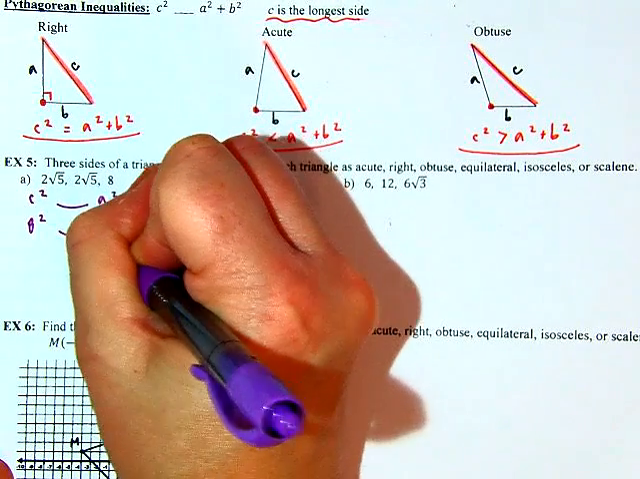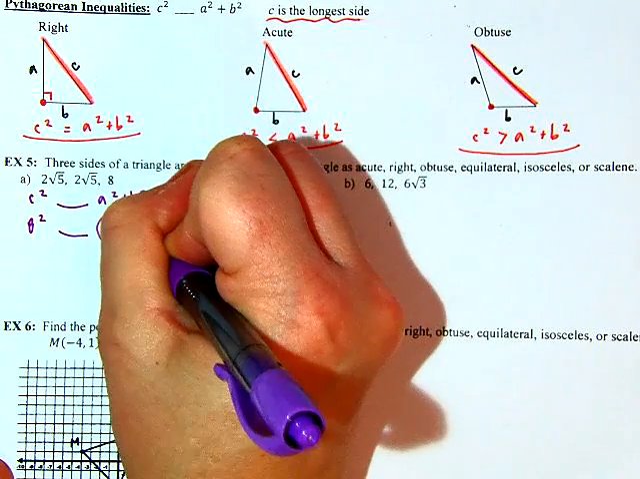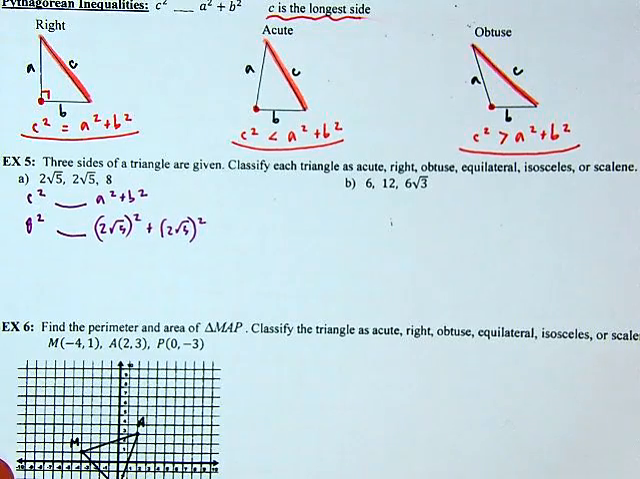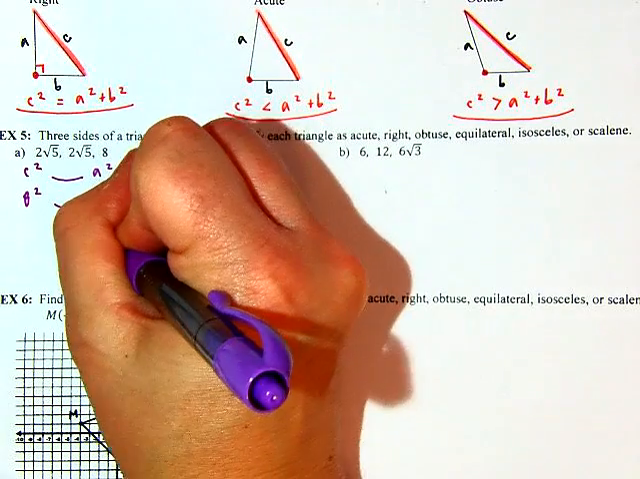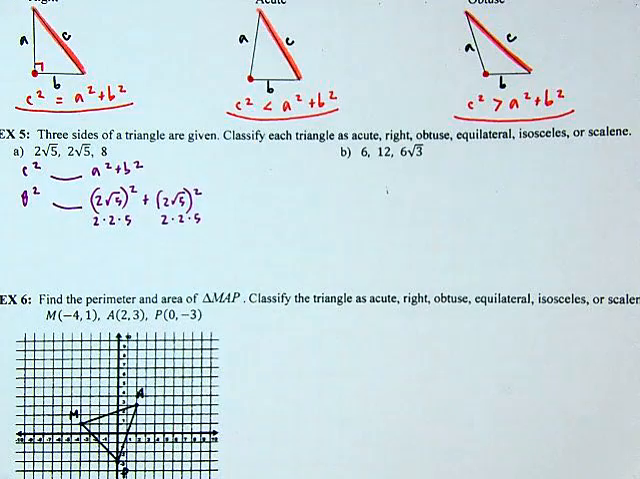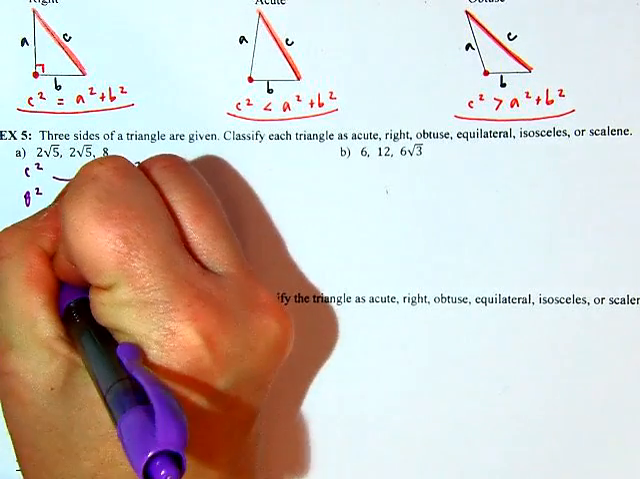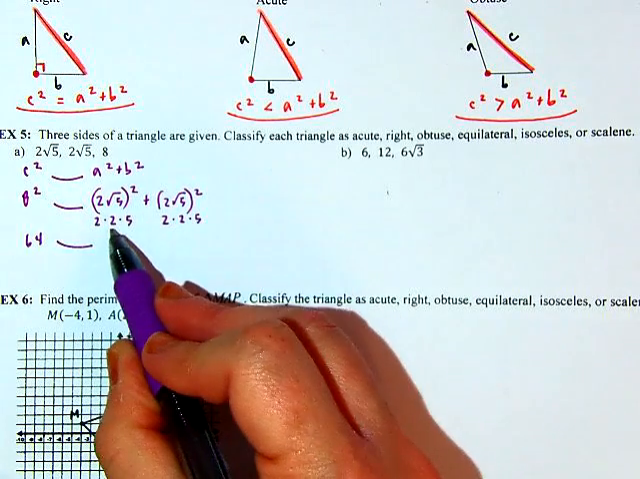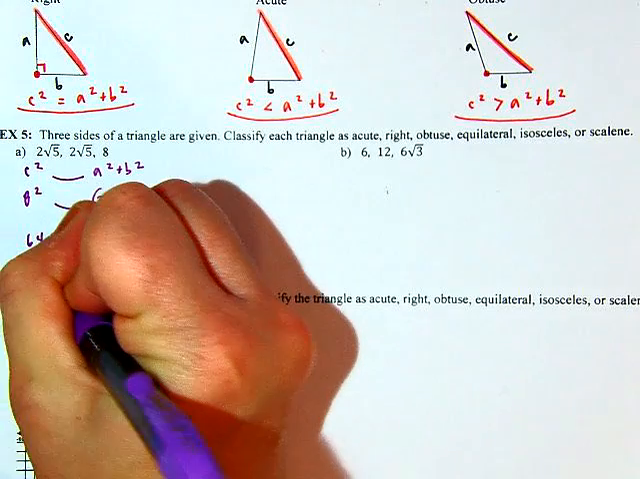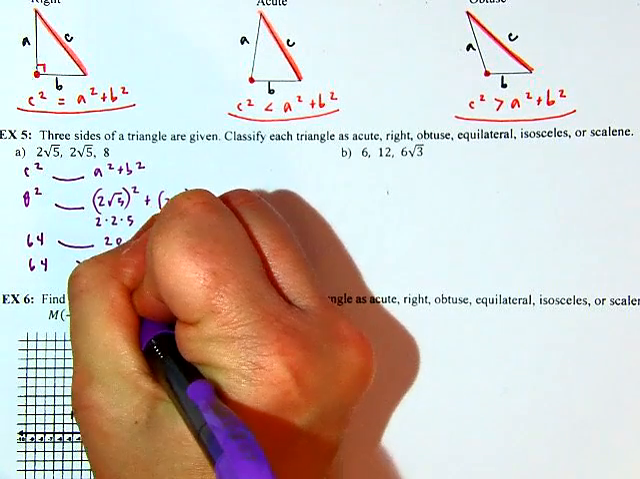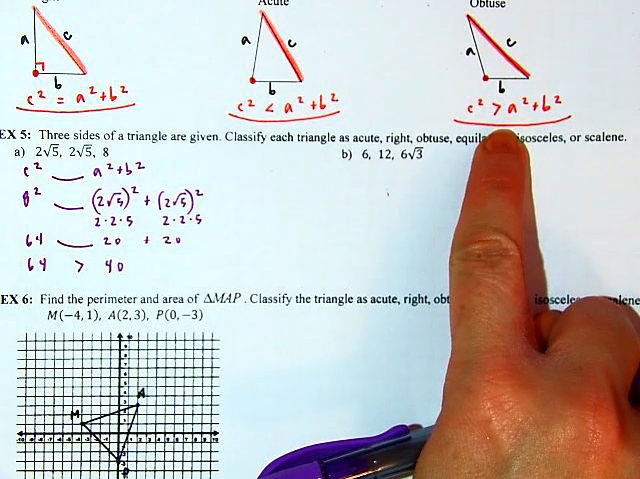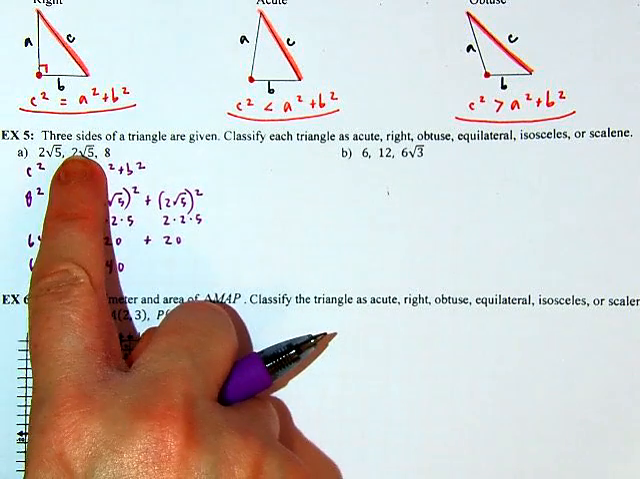How does that relate to 2 root 5 squared plus 2 root 5 squared? And when I'm squaring a radical, right, it's just looking like 2 times 2 times 5. And this would be the same because it's the same number being squared. So 8 squared is 64. And then here 2 times 2 times 5, I'm at 20. And then another 20. So we know that 64 is obviously greater than 40. And what does that tell us? That tells us that it is obtuse. So this triangle, we knew it was isosceles. We have two congruent sides, and it's obtuse.